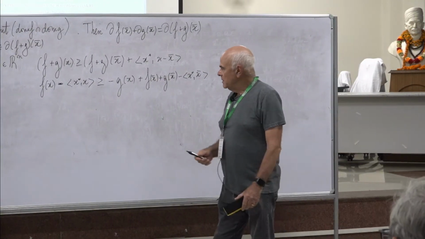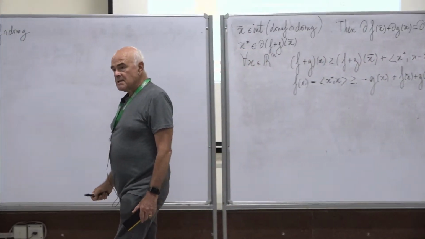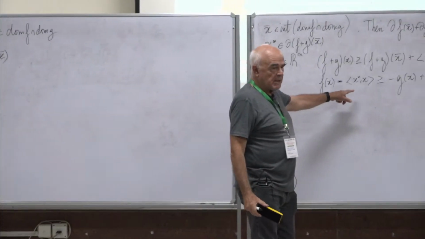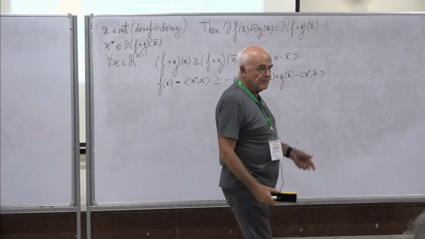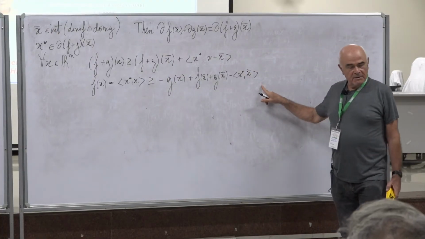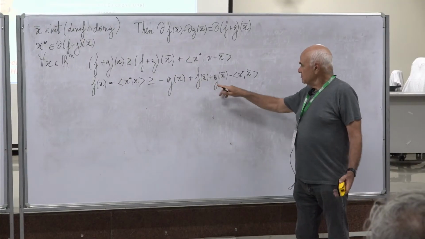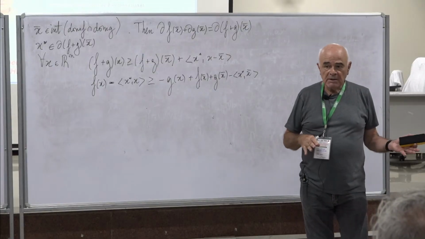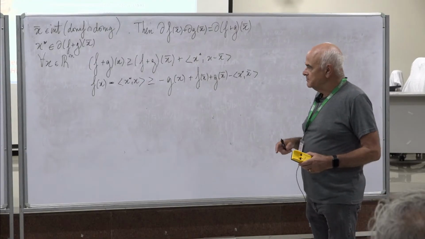Then what do you see here? Observe that this inequality is satisfied for every x in the space. So what do we have on the left-hand side? Convex minus linear, this is convex. What do we have on the right-hand side? Concave, because g is convex, plus constant, so concave. Convex greater than or equal to concave. What happens in this situation?